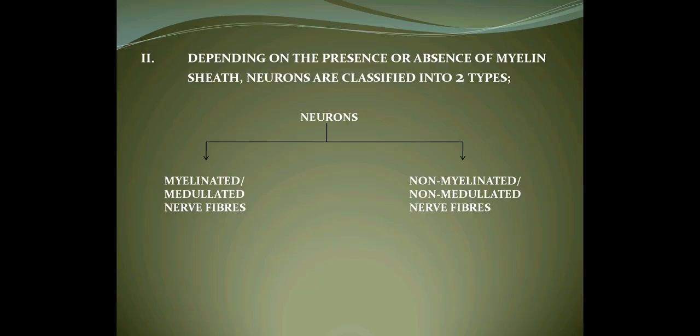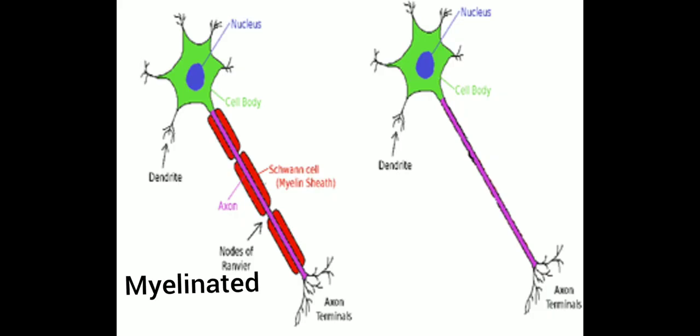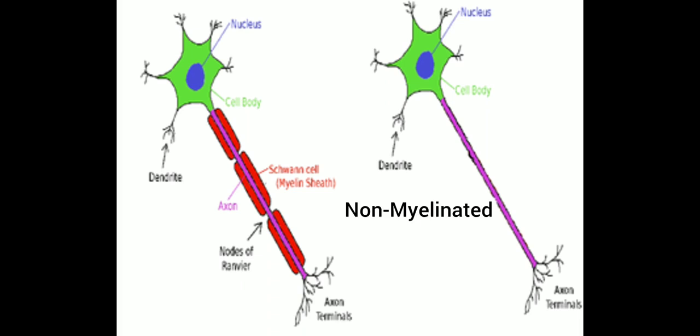Now, depending upon the presence or absence of myelin sheath, neurons are classified into two types. They are myelinated, or you can also call them medullated nerve fibers, and non-myelinated, or non-medullated nerve fibers. The one having myelin sheath is called myelinated, and the one without myelin sheath is called non-myelinated. Now let's see the details of these two, but we'll study it in the form of differentiation in order to understand it properly.